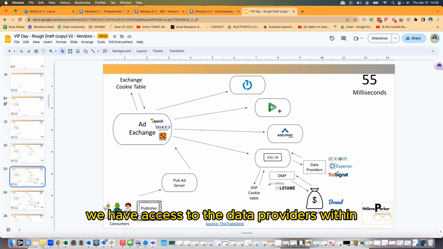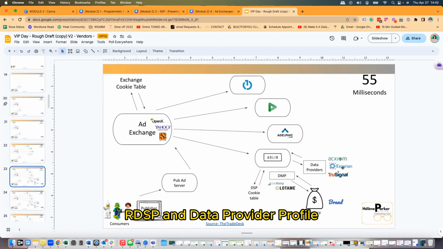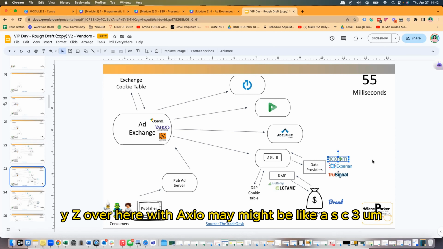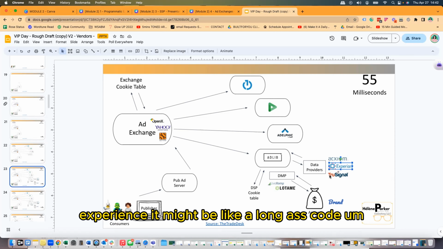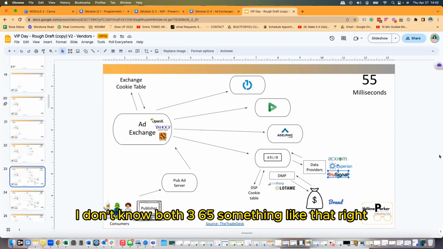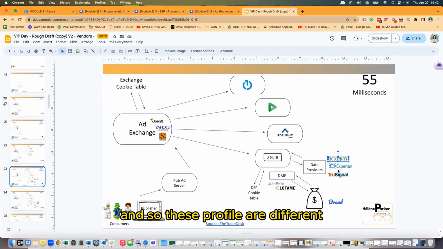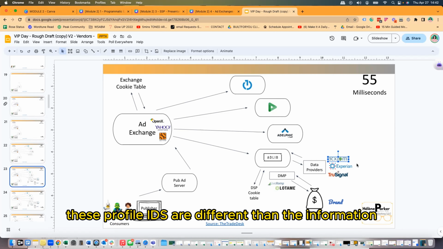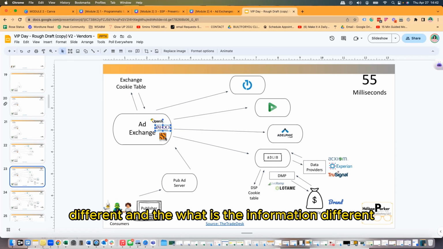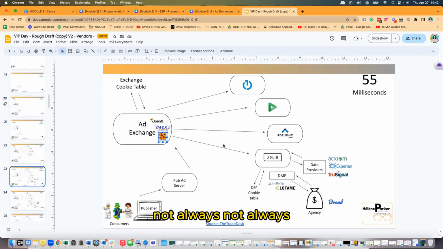So at that point, the reason why there's a cookie table is because we have access to the data providers within our DSP, and the data providers profile people differently as well, right? Over here, you was 1, 2, 3, ABC, and XYZ. Over here with Axiom, it might be like ASC3. Experian, it might be like a long code. TrueSignal might just be like, I don't know, Bolt 365, something like that, right? And so these profile IDs are different than these. Is the information different? Not always.